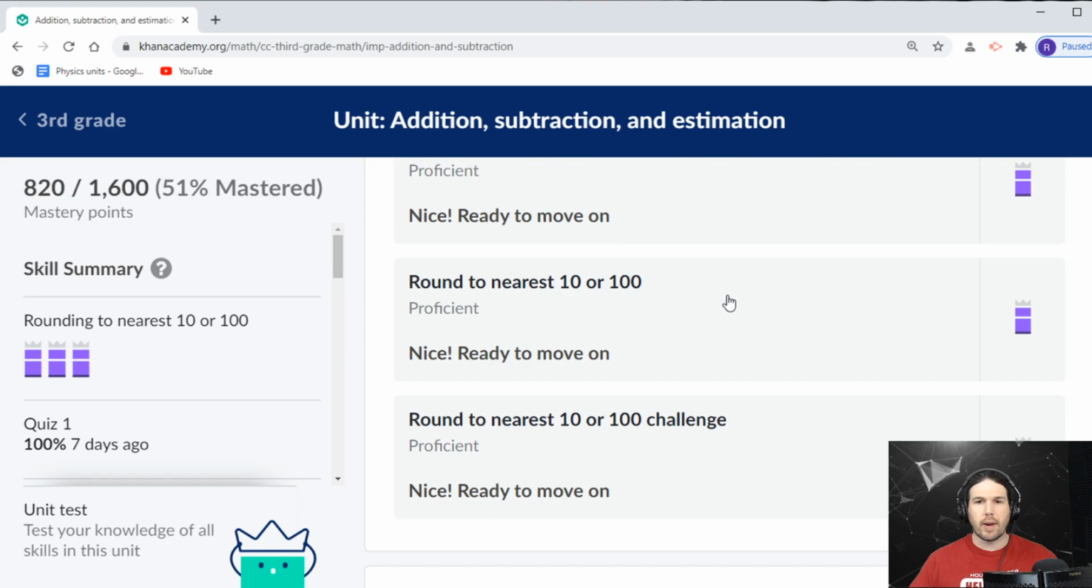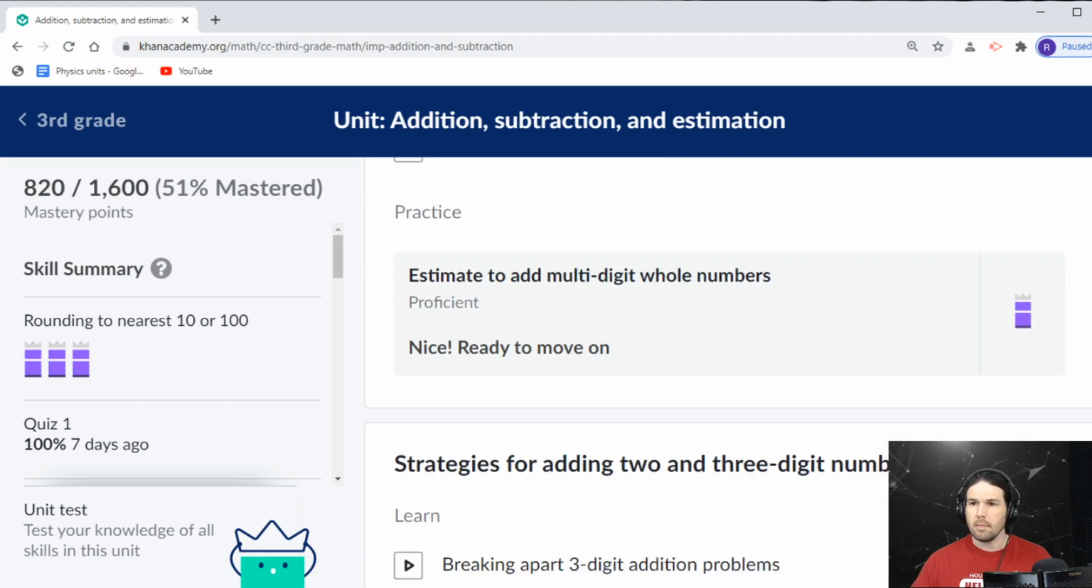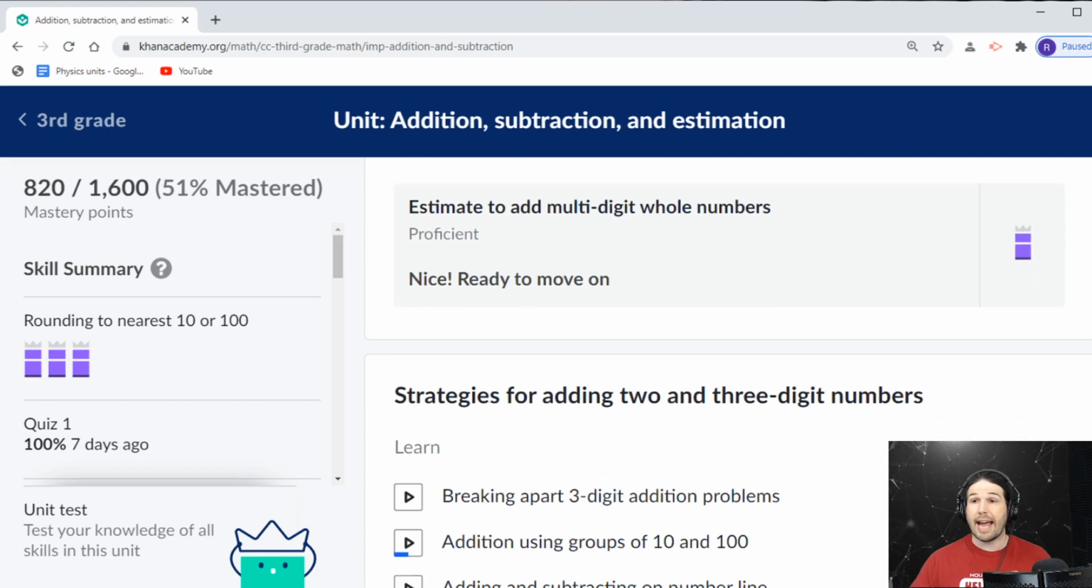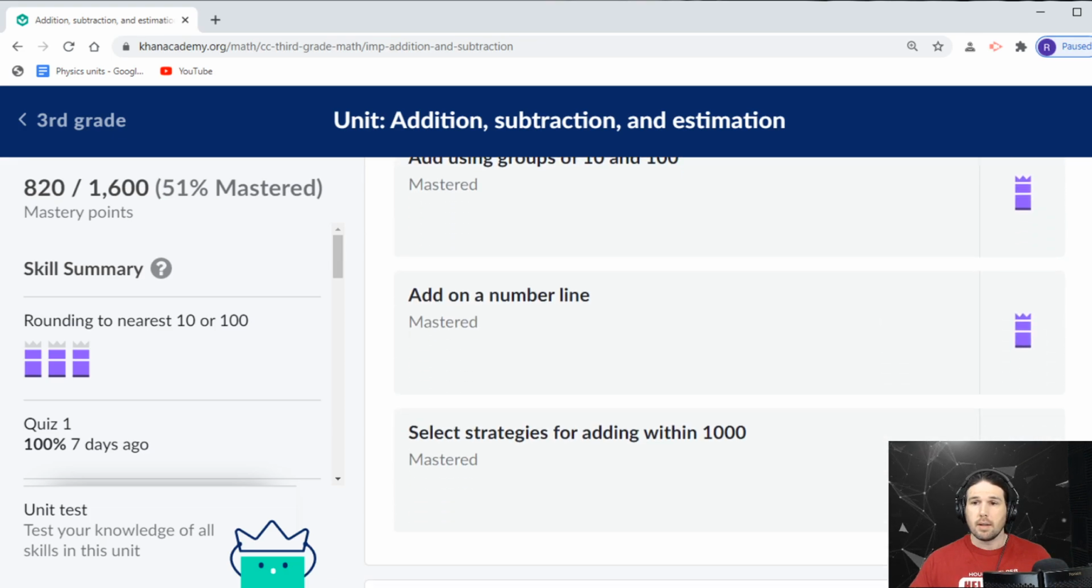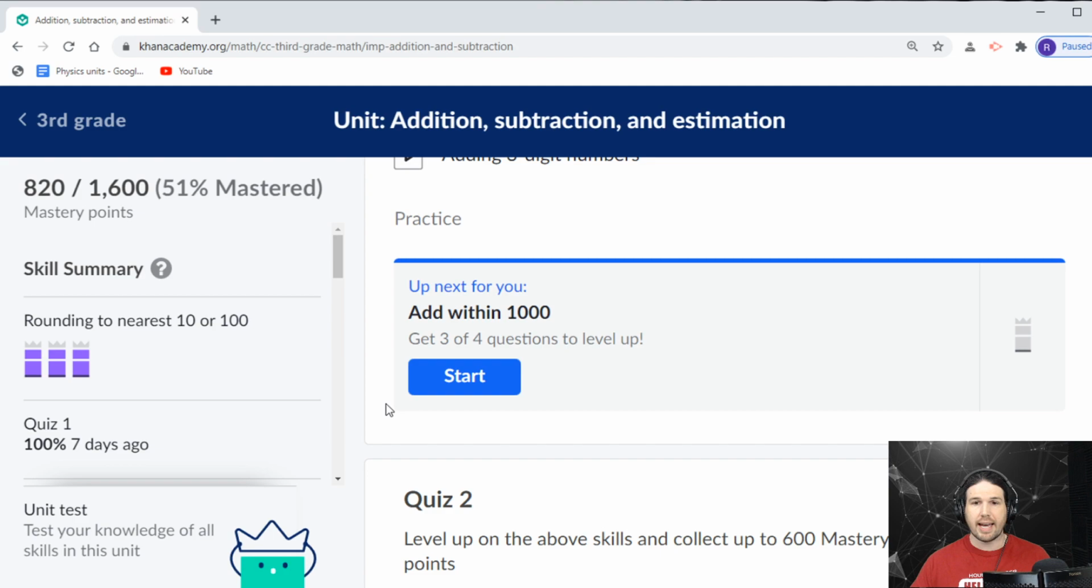We already did rounding to the nearest 10 or 100. We already did the quiz. We already did estimating to add numbers. So let's see. We are currently sitting at add within 1,000. So I guess that's what we're going to do right now.